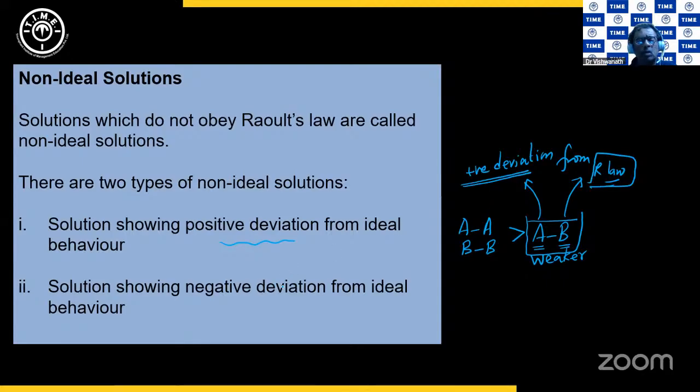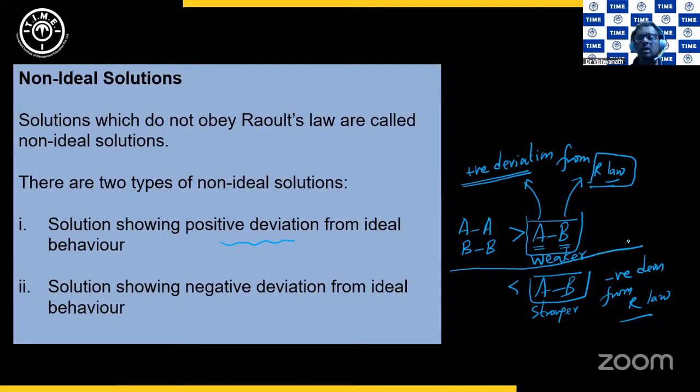And for the negative deviation, what will happen? Just the reverse. So AB forces are stronger now. So A and B want to stay together because the forces are stronger. Therefore, they will go less into the vapor, or there will be a negative deviation from the Raoult's law. Hope this is clear, right? So there is a negative deviation from the Raoult's law because the AB forces are stronger. Whereas in the positive deviation, the AB forces are weaker. A and B wanted to go away from each other because their forces are weaker. Intermolecular forces between A and B are weaker.